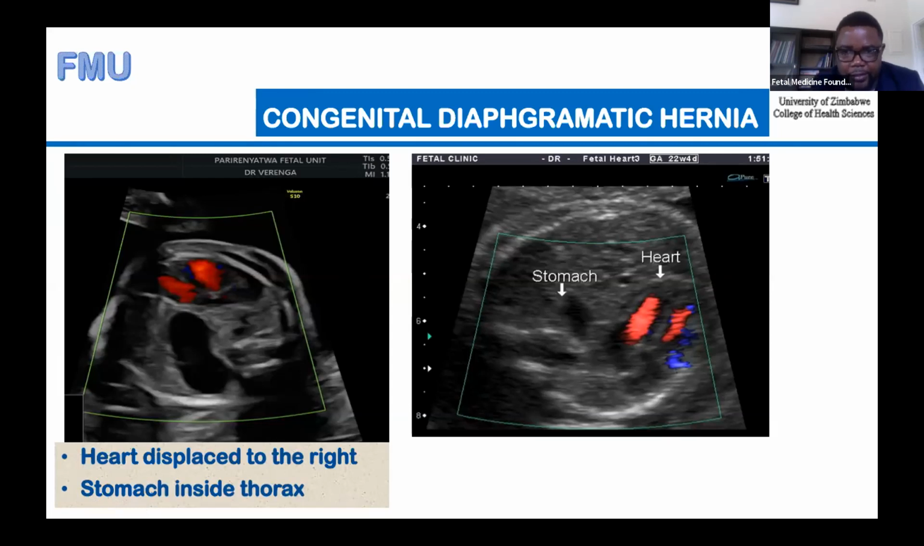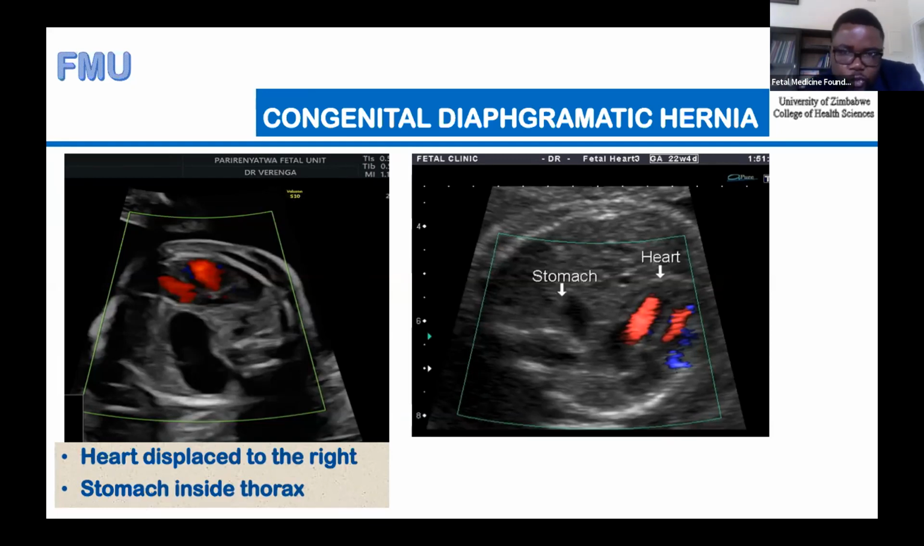Very easy to identify if you follow the right protocol. But if you don't follow the protocol and you don't bother to check the baby's heart, and all you want to confirm to the mother is that there is a heartbeat, surely you overlook all these very, very bad defects, which in our case are probably close to lethality.